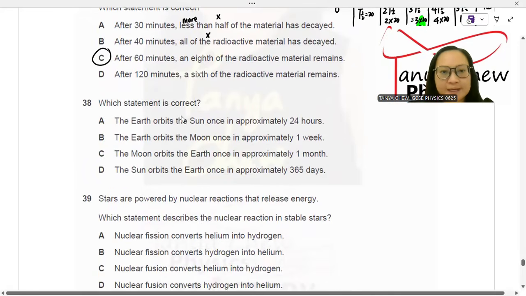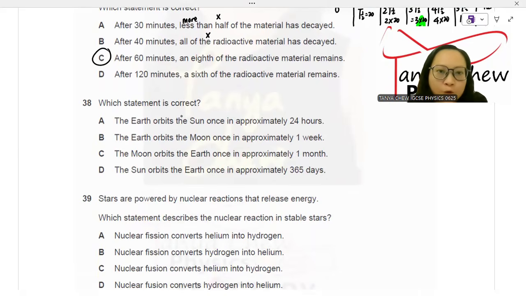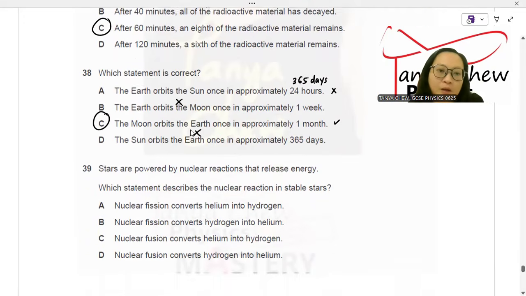38. Which statement is correct? Let us look at A. The Earth orbits the Sun once in approximately 24 hours. This is 365 days. This is wrong. B. The Earth orbits the Moon. No, it's the Moon that orbits the Earth. C. The Moon orbits the Earth once approximately every 1 month. This is correct. D. The Sun orbits the Earth. No, the Sun never orbits the Earth. It is the Earth that orbits the Sun.